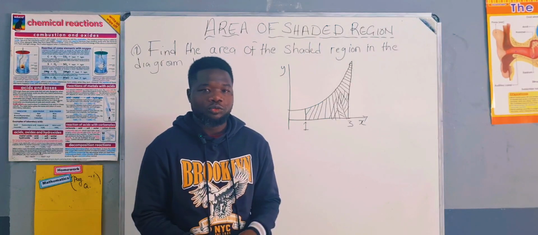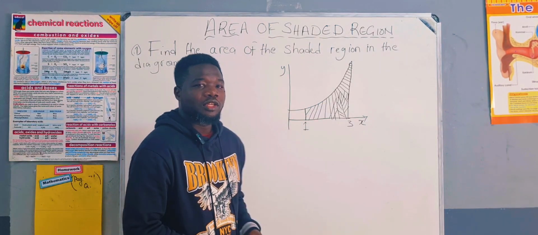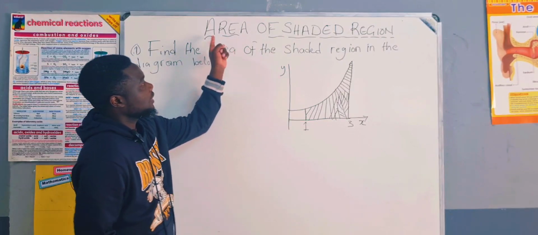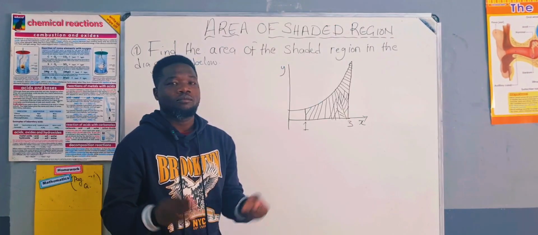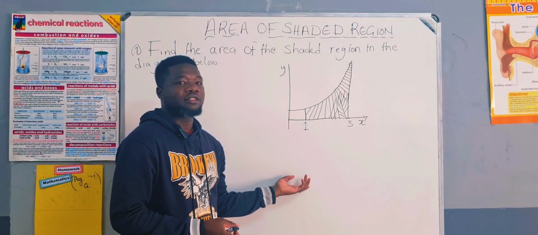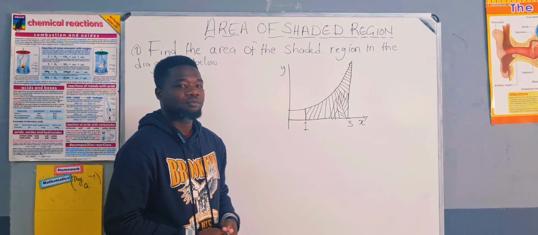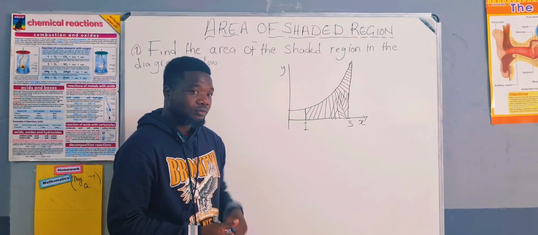Without wasting much of your time, today we are going to look at something very important. We are going to look at the area of the shaded region. This is under definite integrals. Now, how do you calculate the area of the shaded region of the curve?